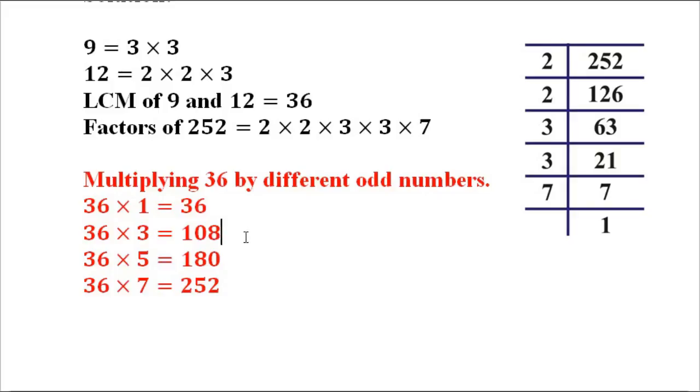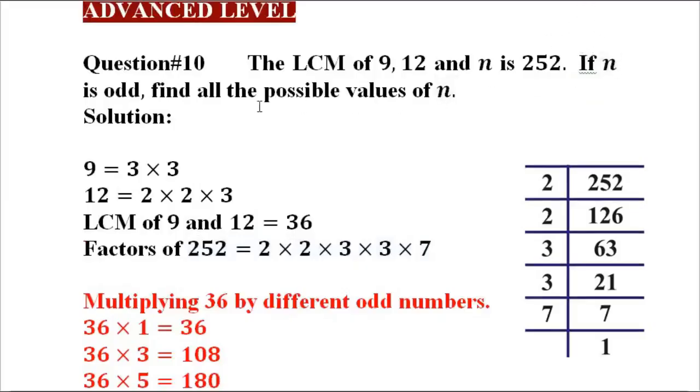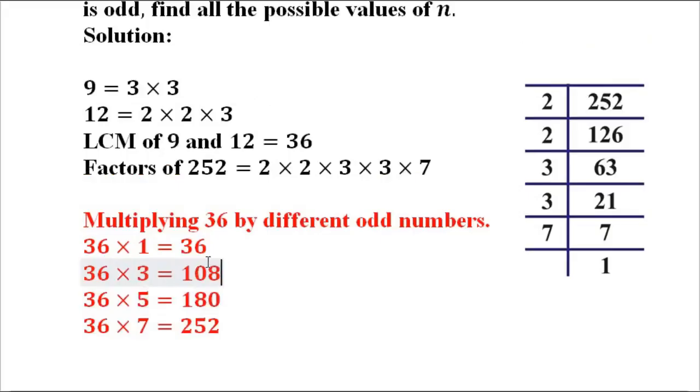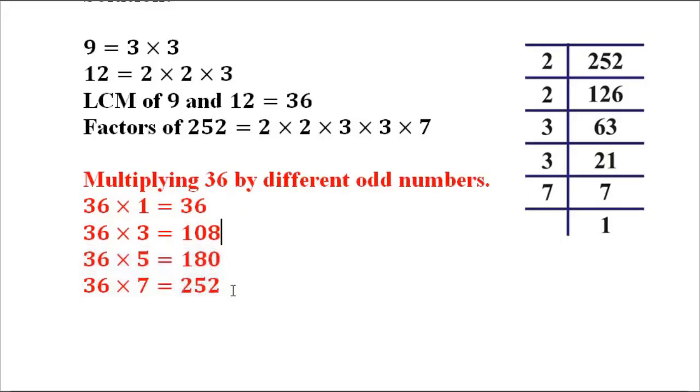Our next assumed number is 5, not 4, because n is an odd number. Therefore, I'll multiply 36 by 5, which gives us 180, not 252. So our assumption is wrong. I'll continue the process until we get 252.